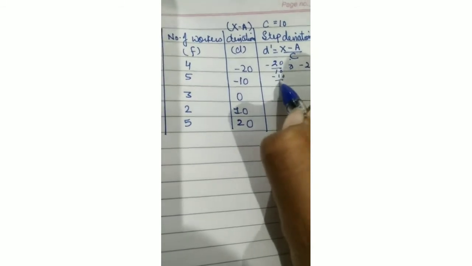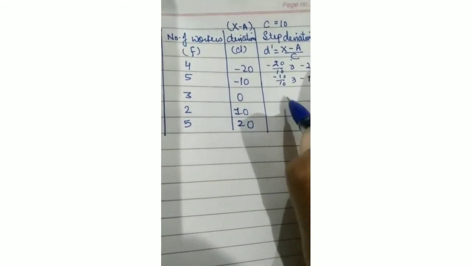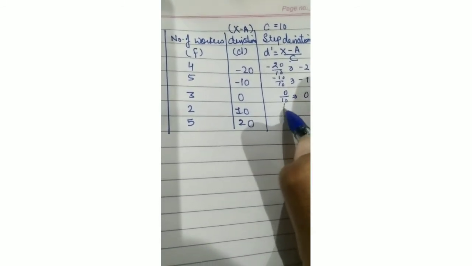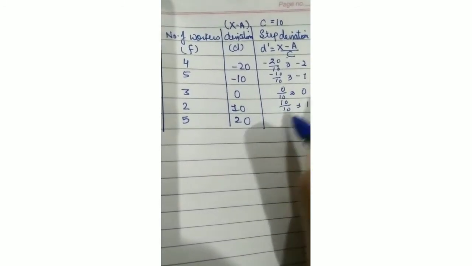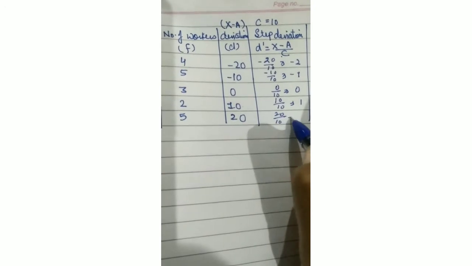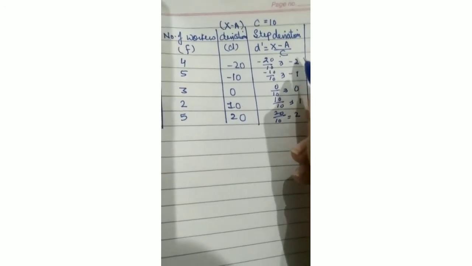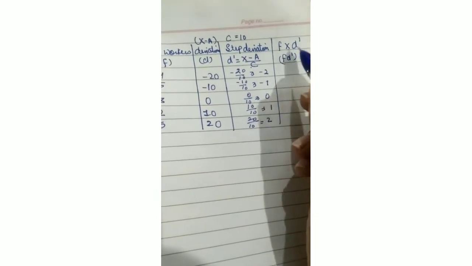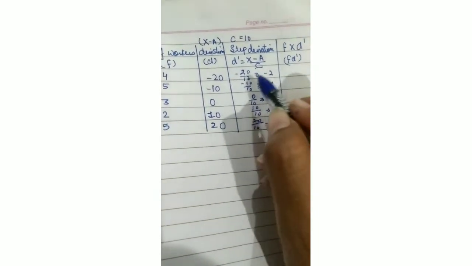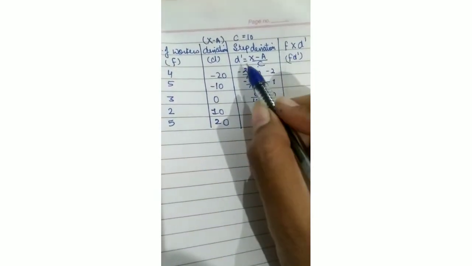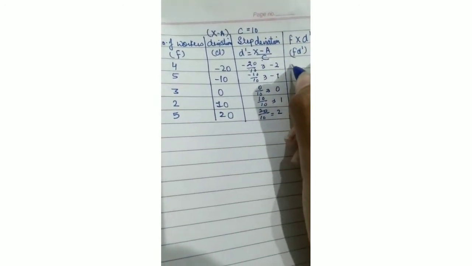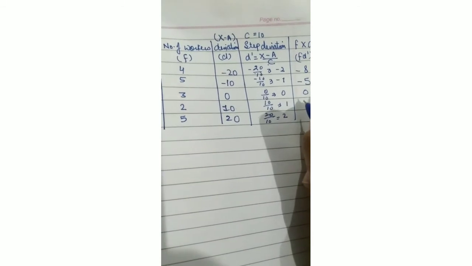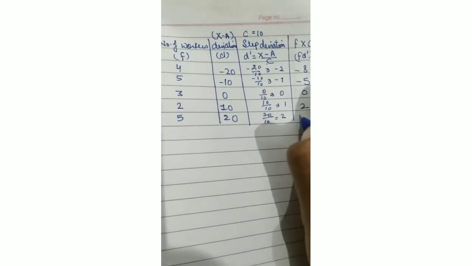Minus 10 divided by 10 gives us minus 1. 0 divided by 10 gives 0. 10 divided by 10 gives 1. And 20 divided by 10 gives 2. So the whole d dash sum is also equal to 0. But we have to find out sigma f d dash for the formula. So now multiplying d dash into f, we will have minus 8, minus 5, 0, 2 and 10.